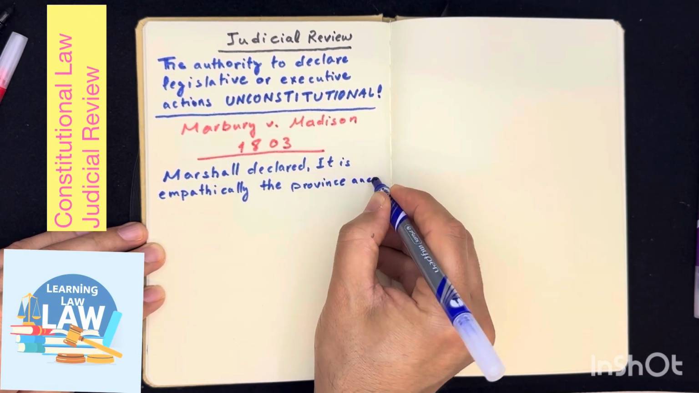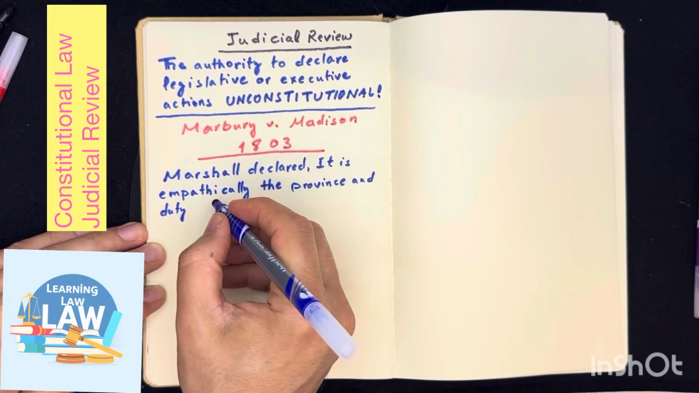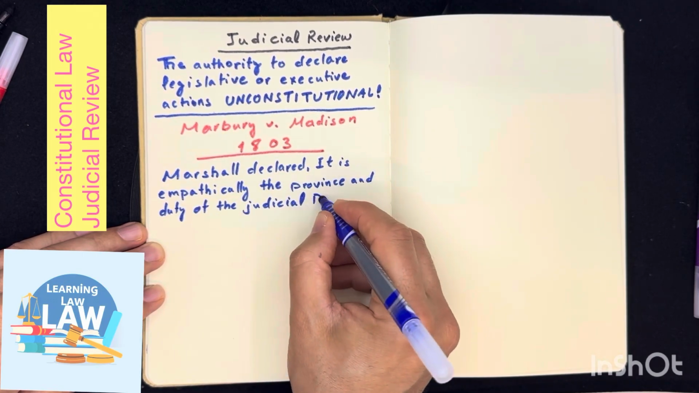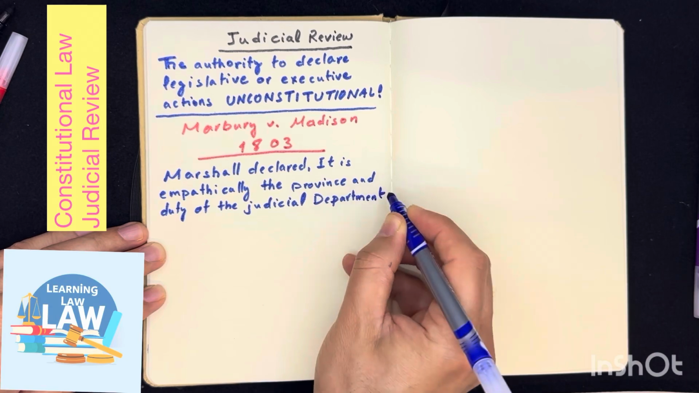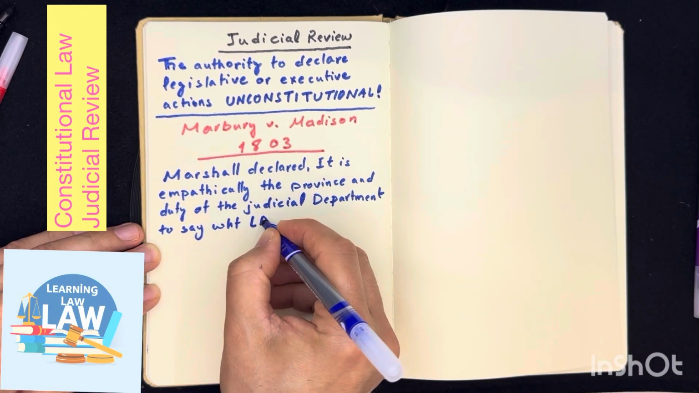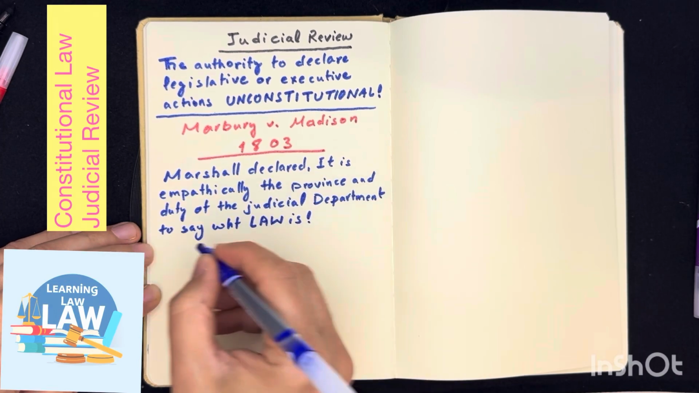The court later extended this power to state court decisions in Martin versus Hunter's Lessee (1816) and Cohens versus Virginia (1821), ensuring federal law is applied uniformly across states.